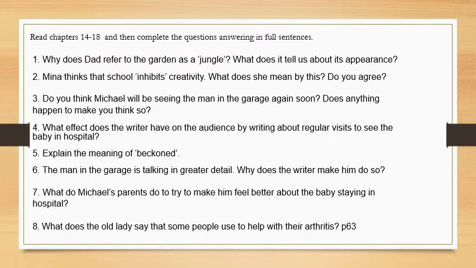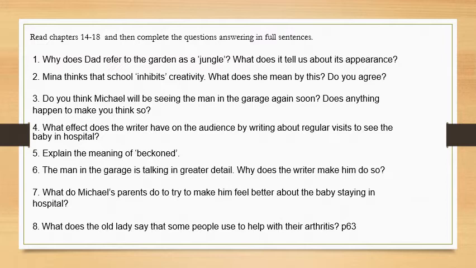Number four, what effect does the writer have on the audience by writing about regular visits to see the baby in hospital? Number five, explain the meaning of beckoned. Number six, the man in the garage is talking in great detail. Why does the writer make him do so? Number seven, what do Michael's parents do to try and make him feel better about the baby staying in hospital? And number eight, what does the old lady say that some people use to help them with their arthritis? Ignore where it says page 63. We don't need that bit.